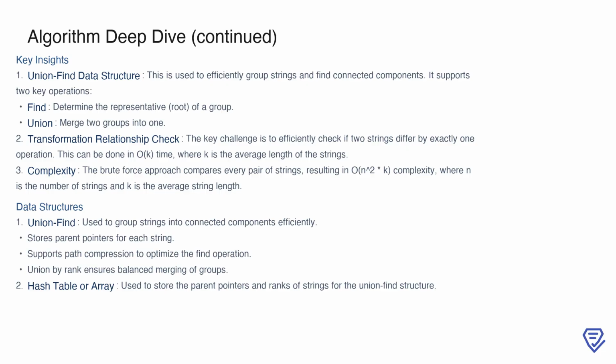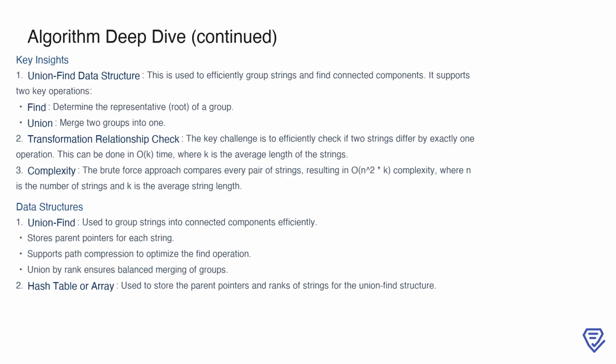The key to solving this problem efficiently lies in the union find data structure and the way we check transformation relationships. Union find helps us group strings and identify connected components with two main operations: find, which determines the root of a group, and union, which merges two groups. To check if two strings are related, we compare their characters and determine if they differ by exactly one operation. This check can be performed in O(K) time, where K is the average length of the strings.